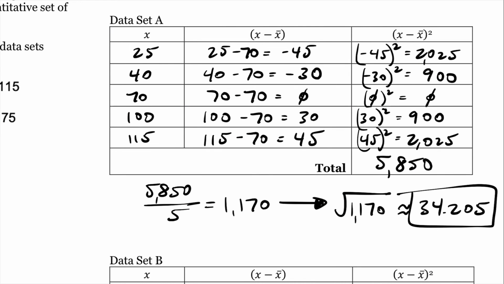That's standard deviation. So the standard deviation for set A is a little over 34. Okay. So what I want you to do now, I'm going to give you about 4 or 5 minutes, if you need that. I want you to do the same thing for data set B. Tell me what the standard deviation for data set B is going to be. Same steps, different numbers.